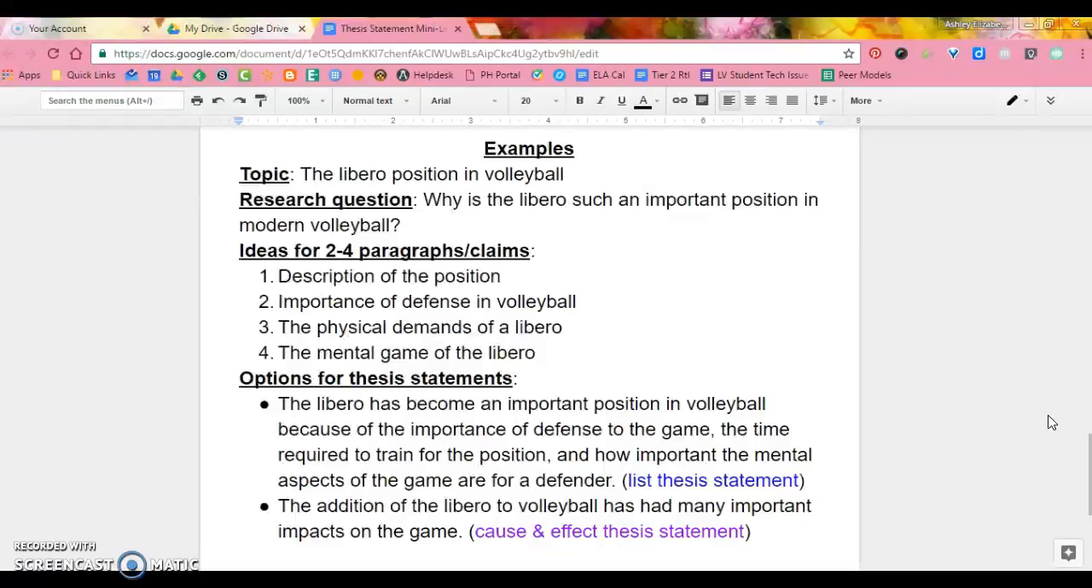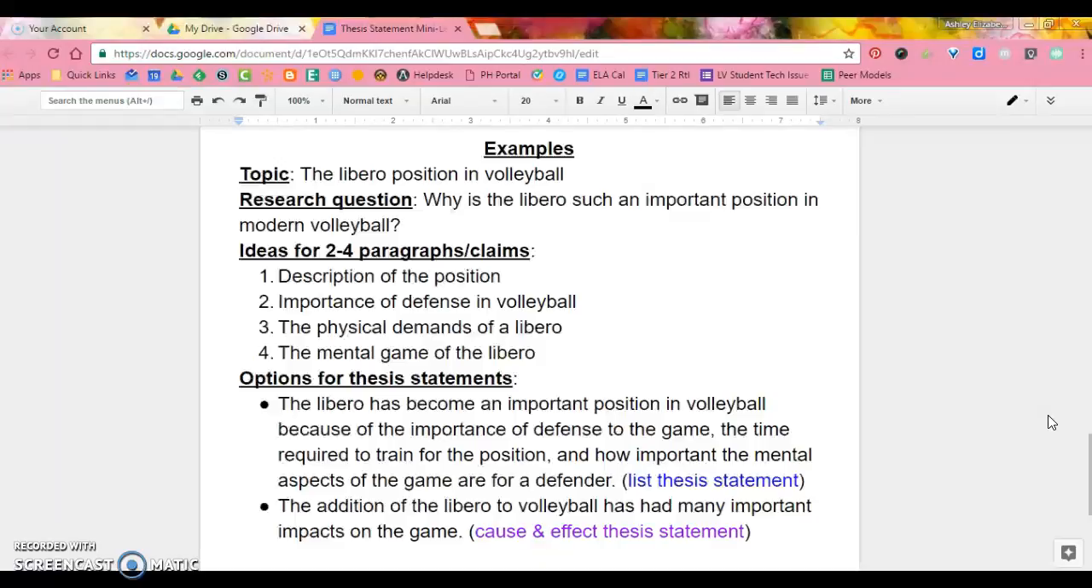So my ideas for 2 to 4 paragraphs or claims are, my first paragraph might be about a description of the position. I would want to make sure that my readers knew what the libero was, and that's important because I need that to be able to answer my research question. I think a second paragraph that I need is the importance of defense in volleyball, because if I'm trying to prove why the libero is an important position, I have to talk about defense.